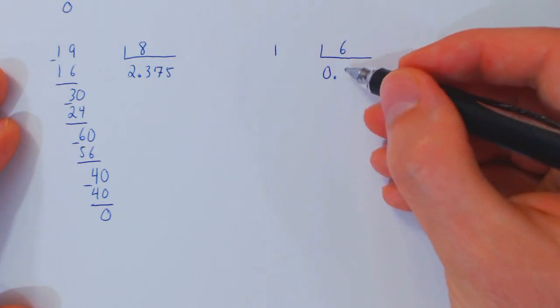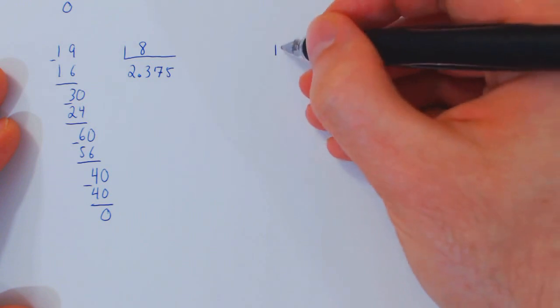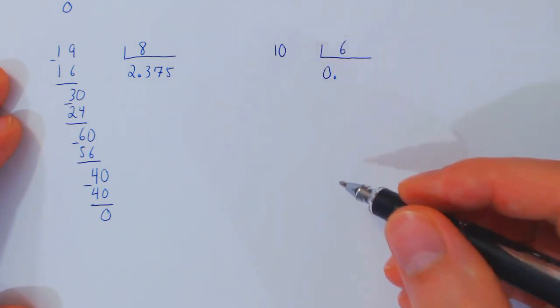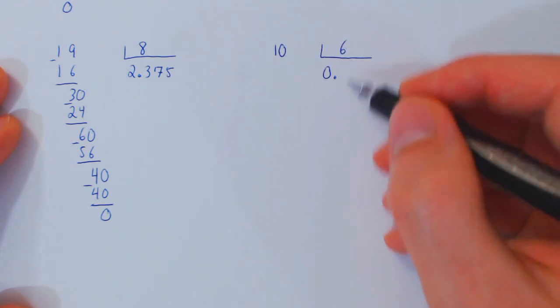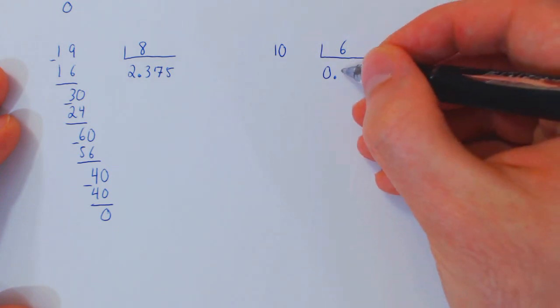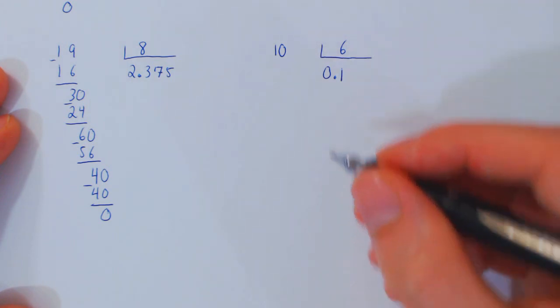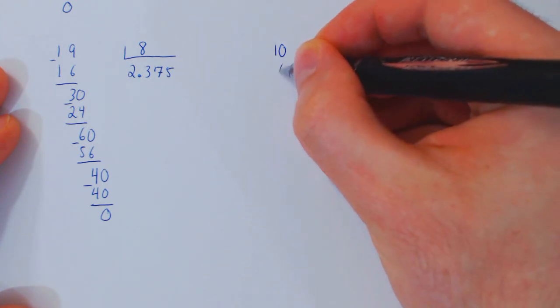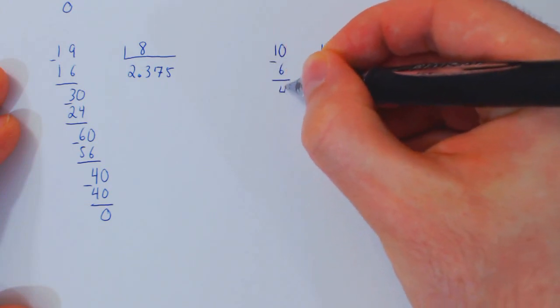We move to the first decimal place, offset by a factor of 10. How many times can we fit 6 into 10? Well, now we can. The answer is 1. 1 times 6 is 6. We subtract, we get 4.